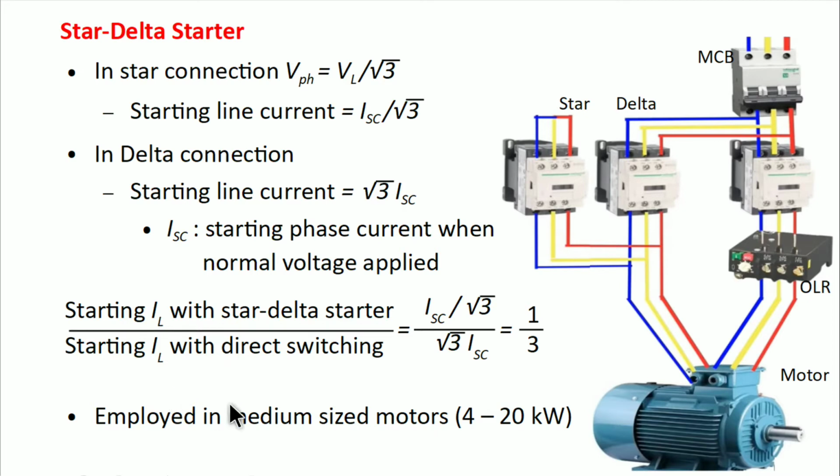This starter is employed in medium sized motors ranging from 4 to 20 kilowatt. The small motors, up to 5 horsepower, are connected to supply through a DOL starter, and the medium sized motors use this starter because it reduces the current to one third at the time of starting by connecting the motor in star, and then when the motor picks up speed, the motor is connected in delta.